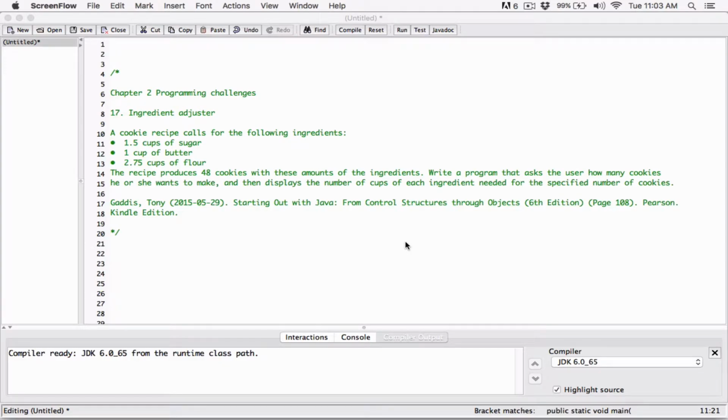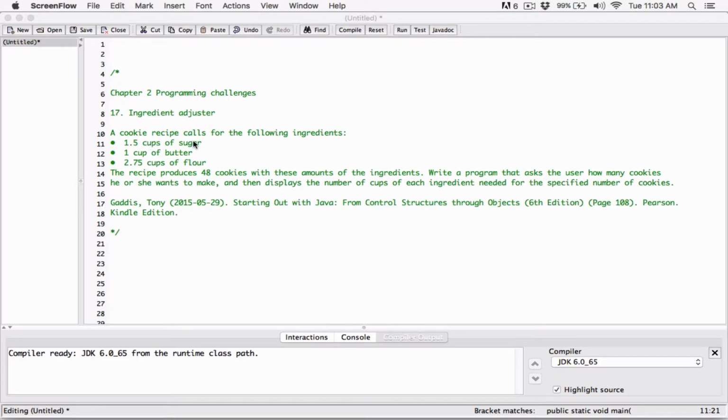Okay, hello everyone. The next program is an ingredient adjuster program. I hope you're all doing well, by the way. Alright, the next program is an ingredient adjuster program, and I'll just read the question.